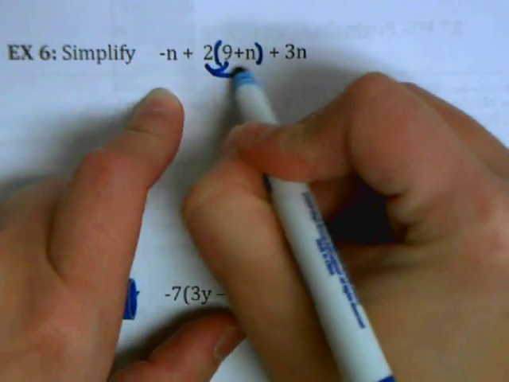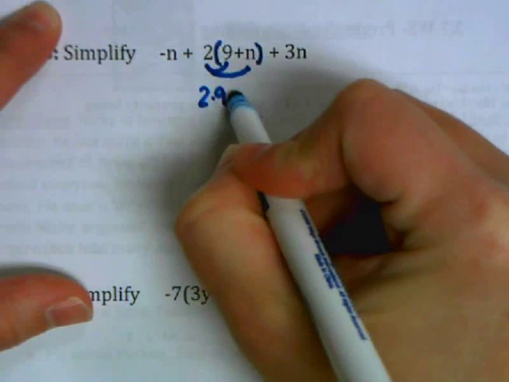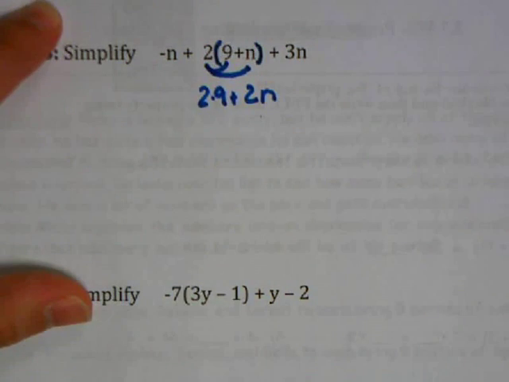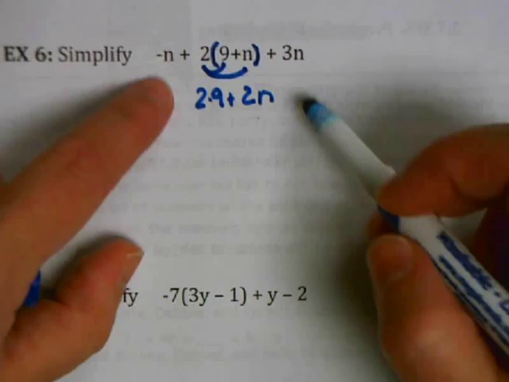2 times 9 plus 2 times n. Can I just write 2n for 2 times n? And then let's make sure we bring down everything else.